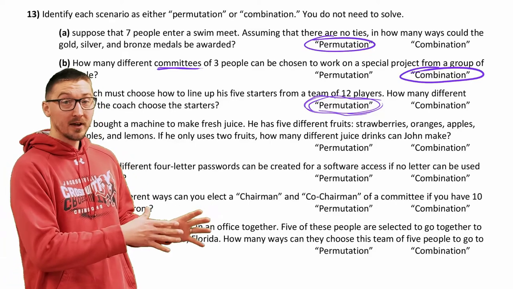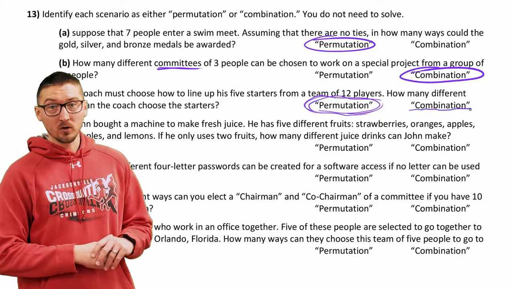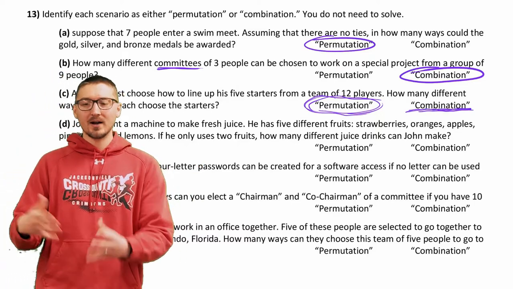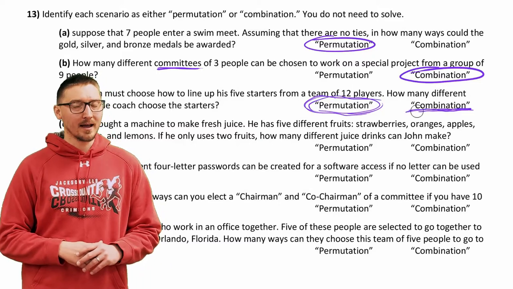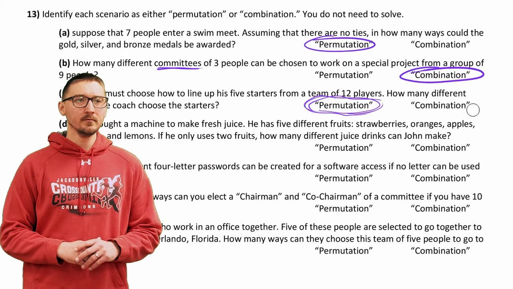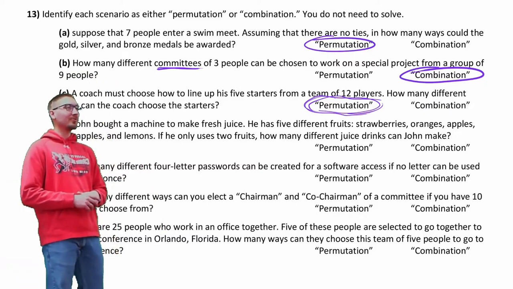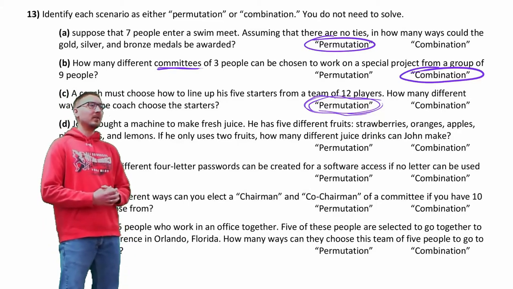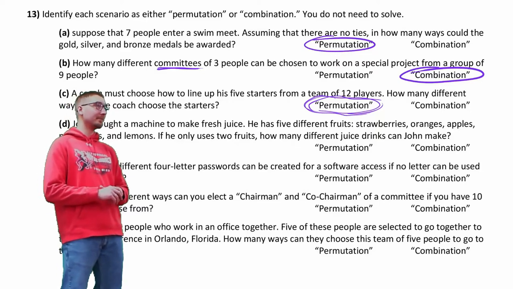Now, if you're just putting people out there and you say it's the same 5 people as if I switch, you know, who's announced first or whatever, then you could argue it's a combination. So if you're announcing them, I don't care. But if they're playing a specific spot, then that order matters. D, John bought a machine to make fresh juice, and he has 5 different fruits, strawberries, oranges, apples, pineapples, and lemons. If he only uses 2 fruits, how many different juice drinks can he make?